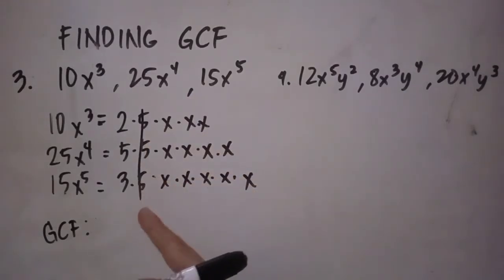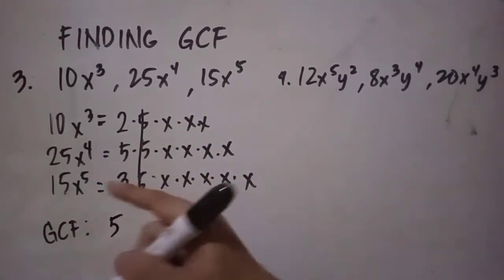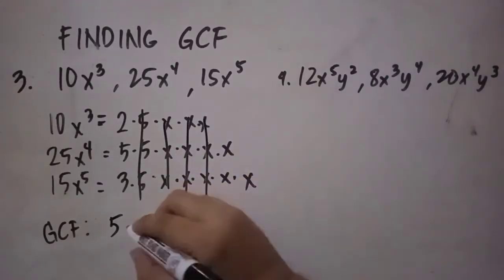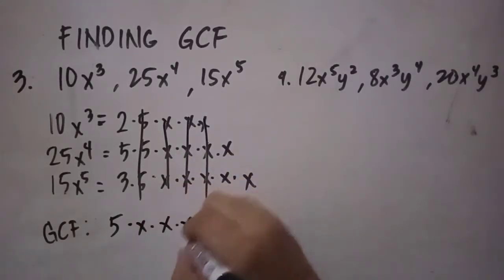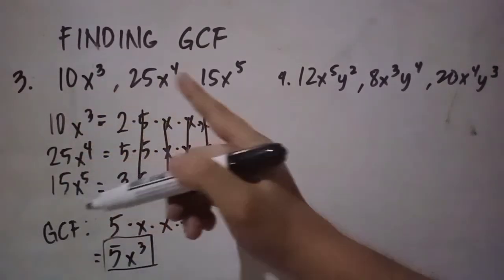Dapat present yung common factor na yon sa tatlong given numbers or expression, no? So, 5. Tapos, we have 1, 2, 3 factors of x. So, multiplying this together, we have 5x cubed. So, ito yung GCF o yung greatest common monomial factor ng tatlong ito.